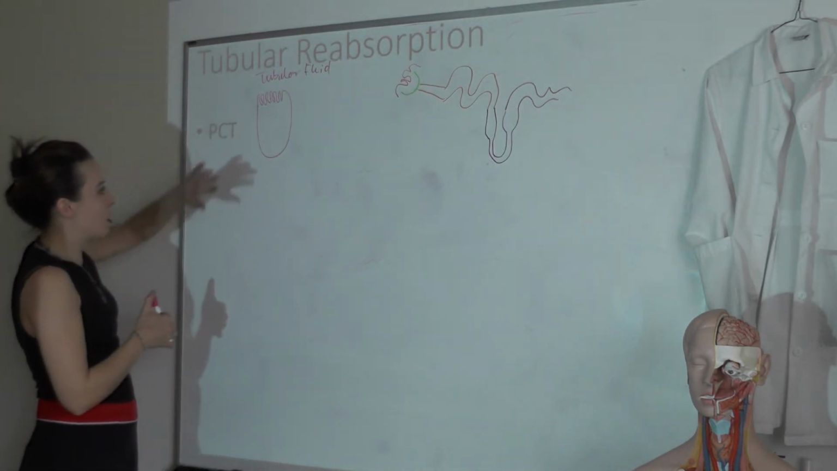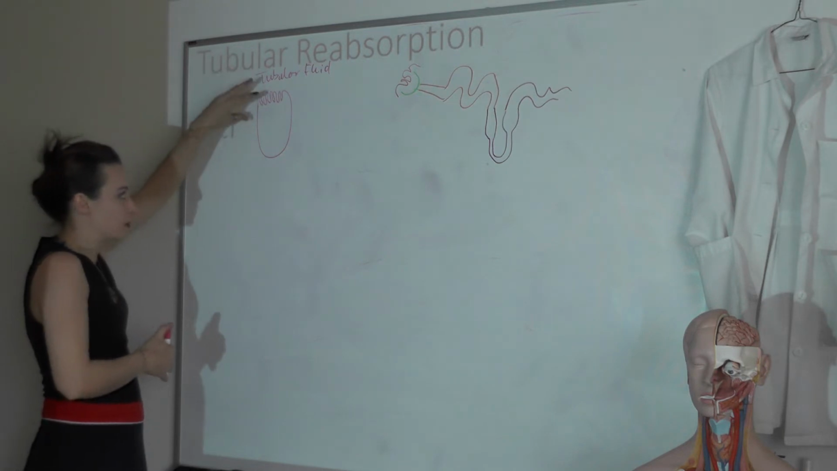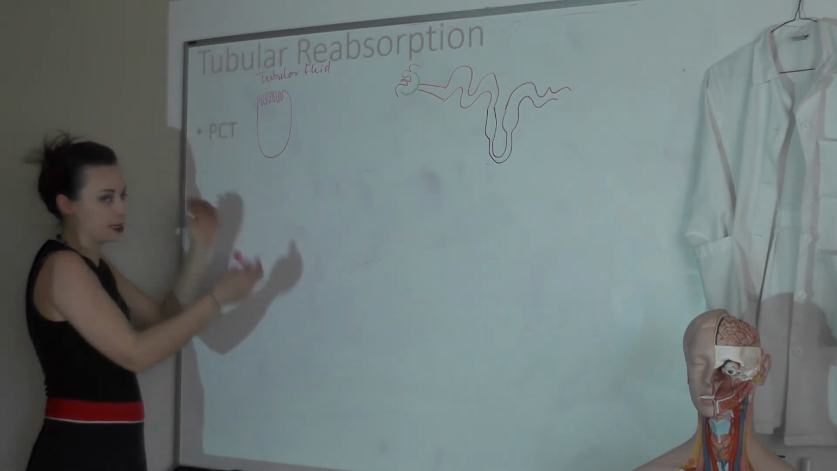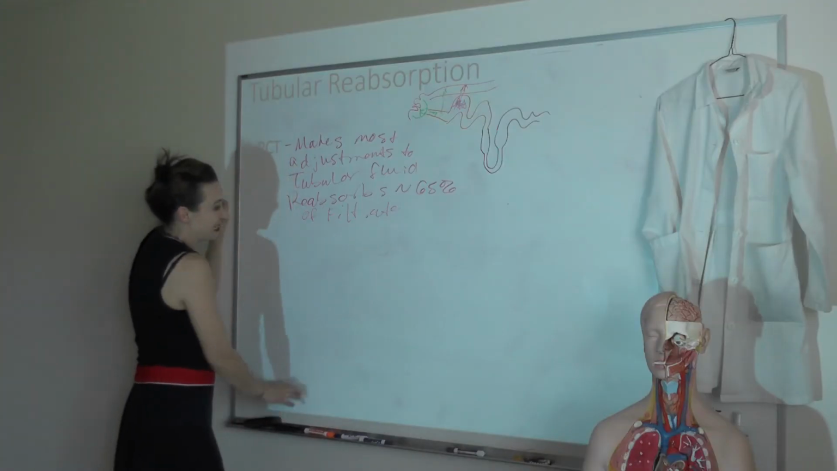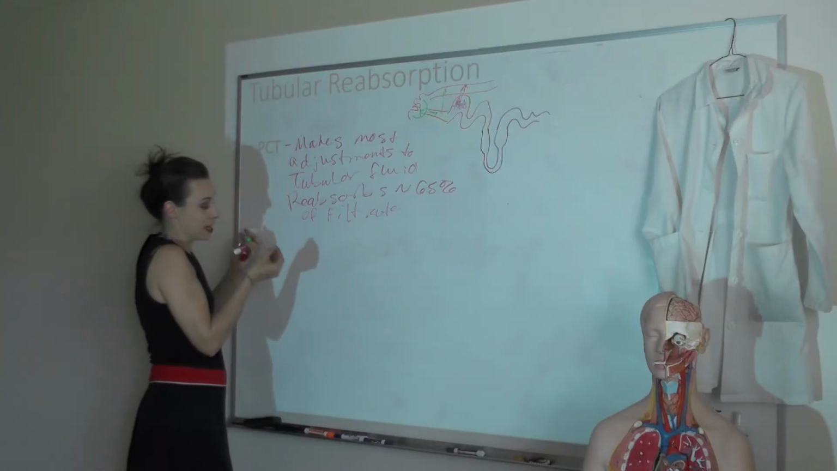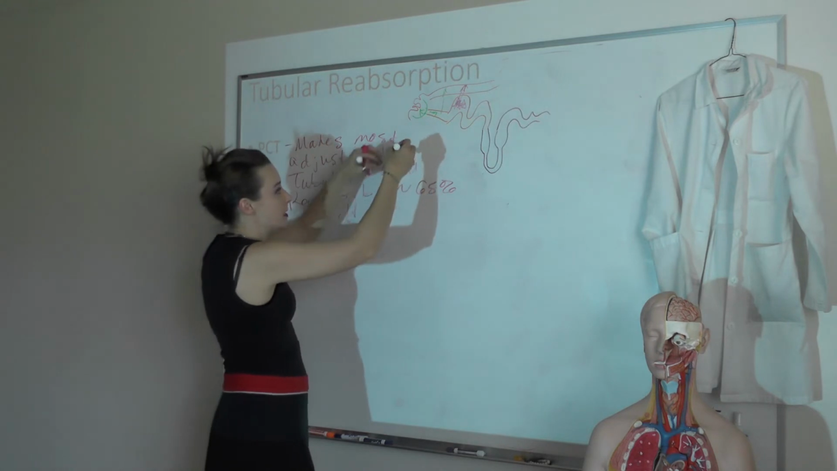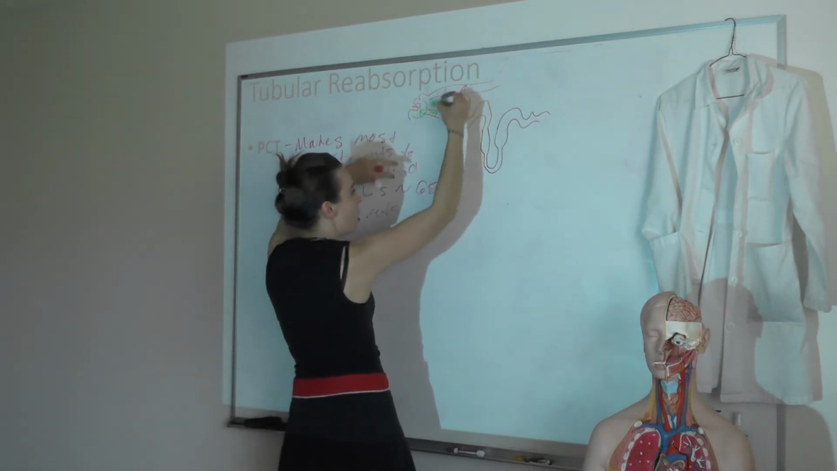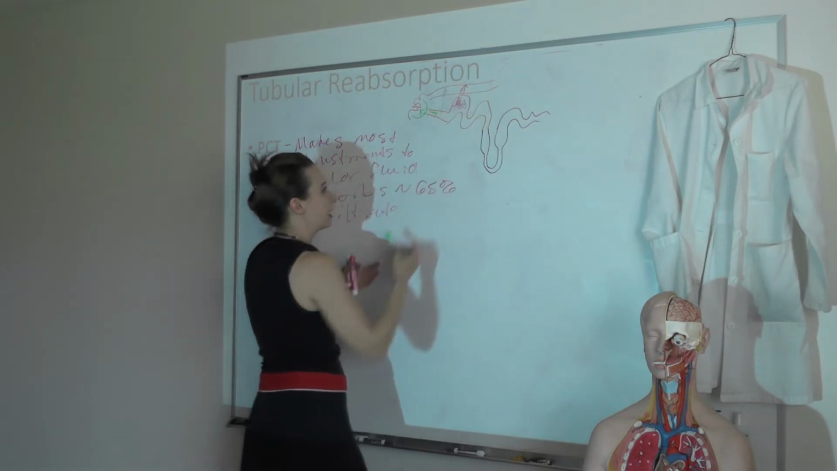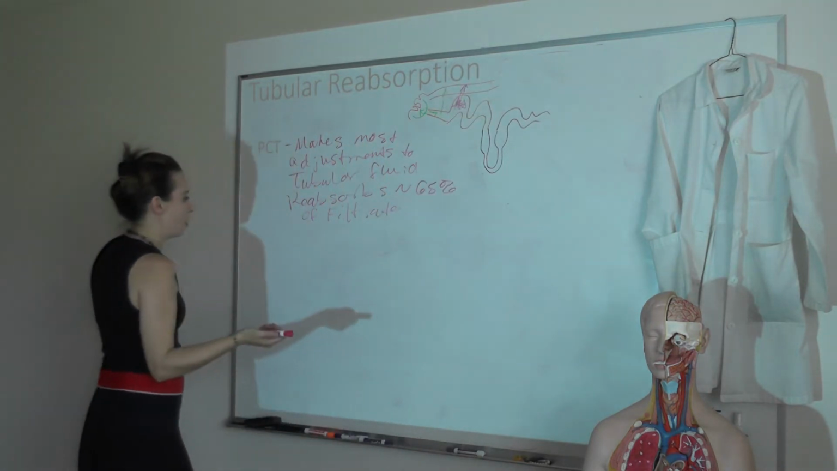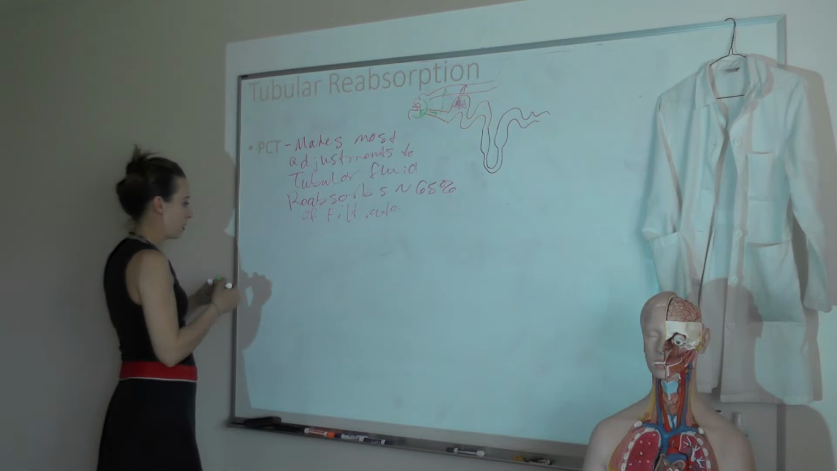And so we can put a lot of transport proteins in there so that we can get that active transport of materials. So it's going to reabsorb like 65% of our filtrate. And so we'll be taking this material out of the tubular fluid passing through and bringing it back into the blood. So what are the things that we are going to want to reclaim?